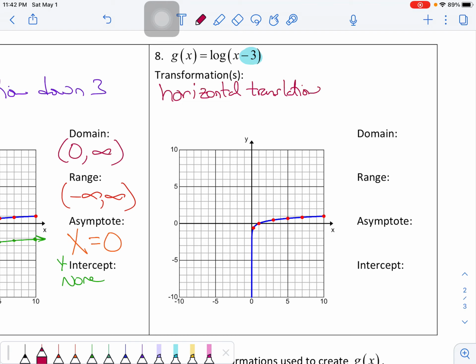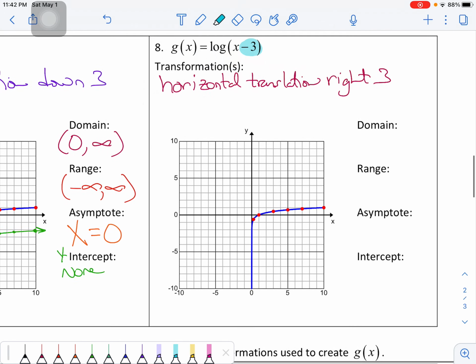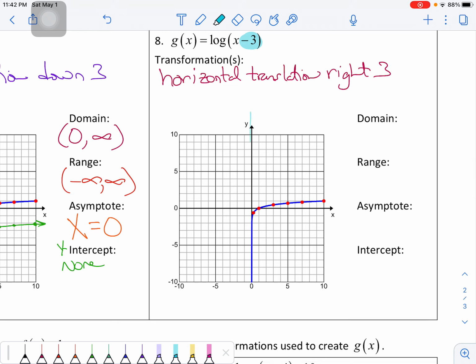We've talked about this multiple times. Yes, I know it says -3, but this is actually going to be moving you to the right 3 units. And that's the only transformation we have. So I'm actually going to start with the asymptote. If I look at the normal asymptote, it would be right here on the y-axis, kind of darkening it up a little bit.